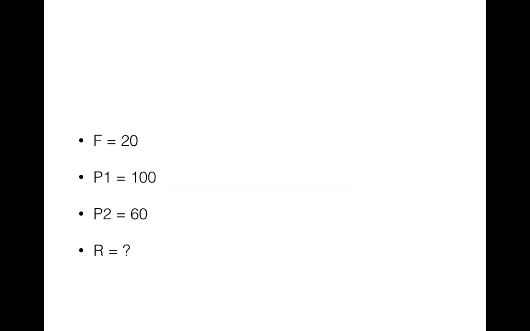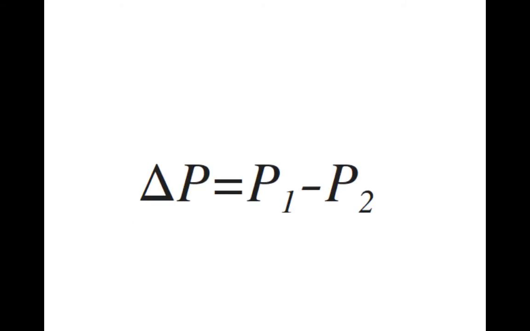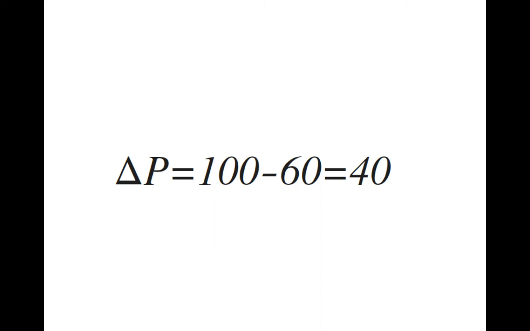What if we give this scenario now? So we have F is 20, P1 is 100, P2 is 60. Now, intuitively, anytime you're given P1 and P2, the first thing you should think about is, well, let's just subtract so that we can get delta P, because delta P is what we need for the equation. Well, we know 100 is bigger than 60, so we're going to do 100 minus 60 to get delta P. So P1 minus P2 is 100 minus 60, and that gives us 40.